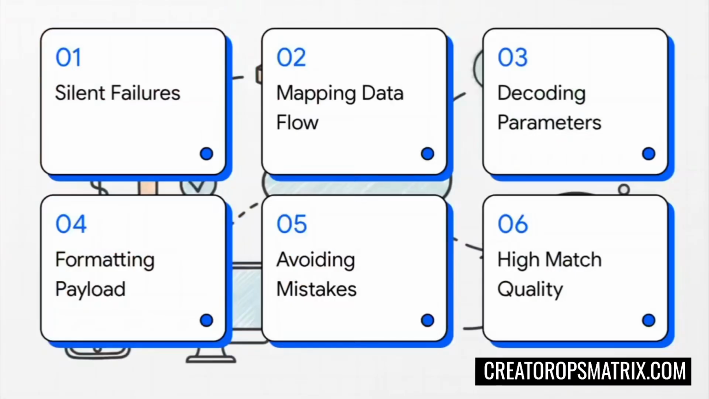Here is our step-by-step agenda for today. First, the silent optimization killer. Second, mapping the data flow. Third, decoding tracking parameters. Fourth, formatting the perfect payload. Fifth, avoiding common mistakes. And finally, achieving high match quality.